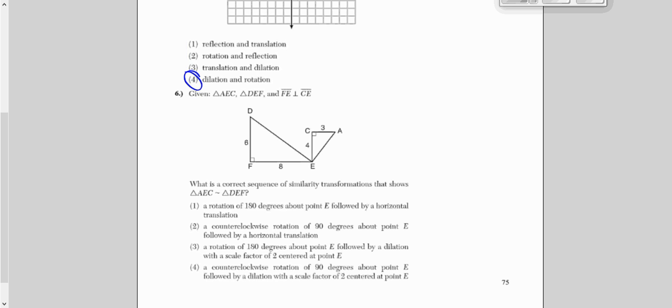What are we thinking? Which is the correct sequence here? Thinking 4? Okay, counterclockwise rotation, 90 degrees. Yeah, it looks like it probably did that, right? Followed by dilation of scale factor of 2. All right, so again, how would you know the scale factor was 2 if they asked us a little bit differently?